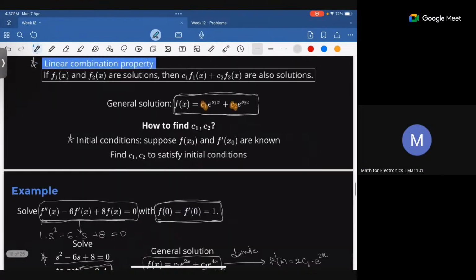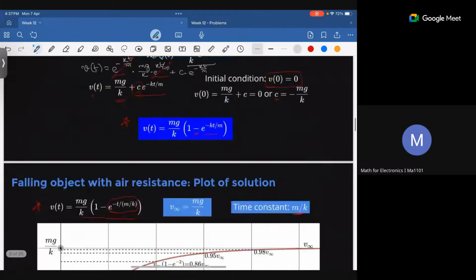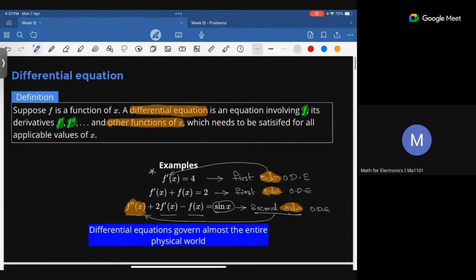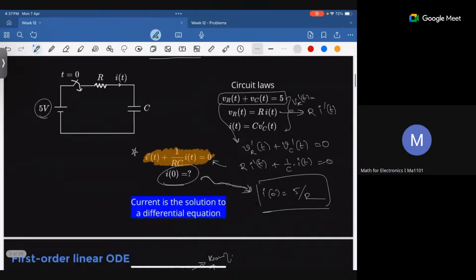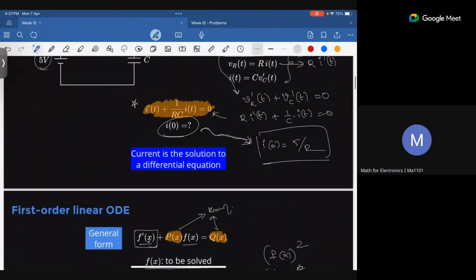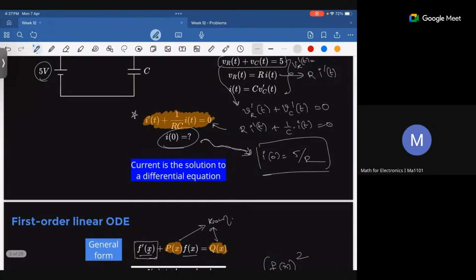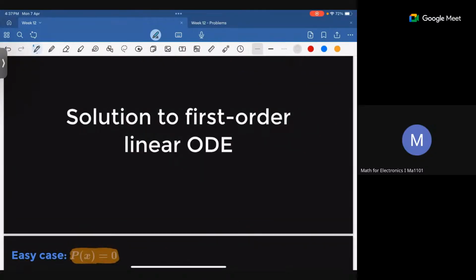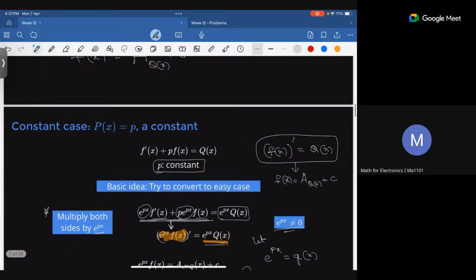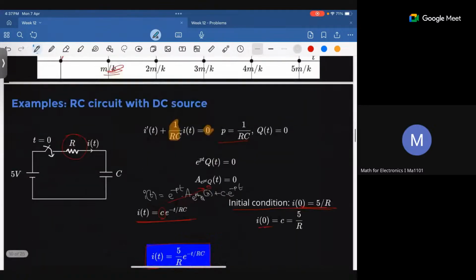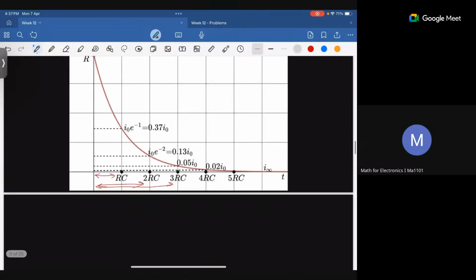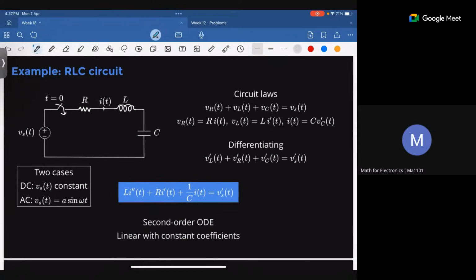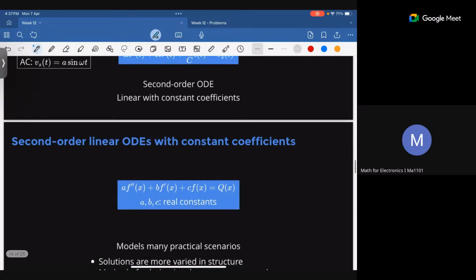Okay, so again in week 12, you should understand what a differential equation is, and you should really appreciate where all these differential equations are used, and you should know the solution to the first order linear ODE completely. All possible cases. So you should be able to solve any given first order linear ODE. And in the second order also, you should be able to solve the second order homogeneous constant coefficients case.